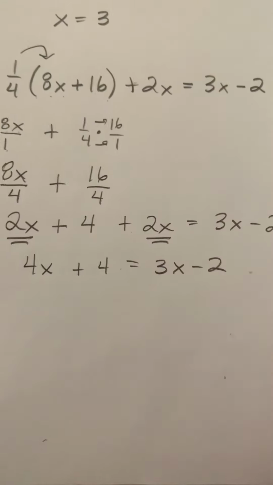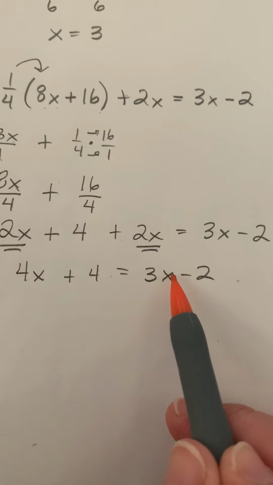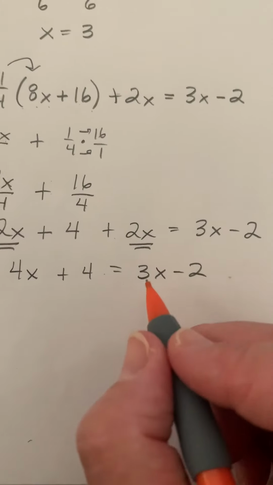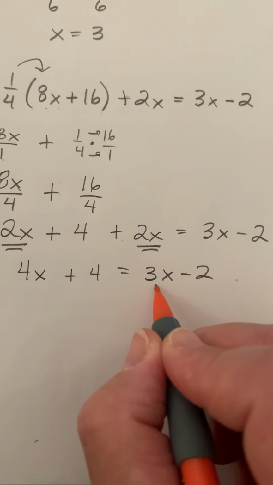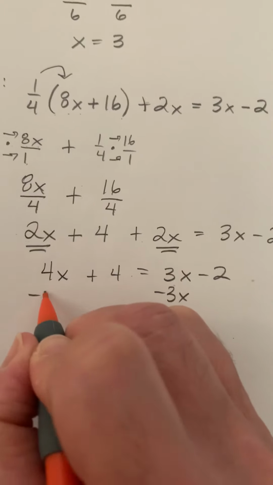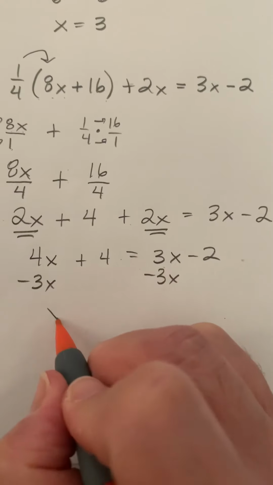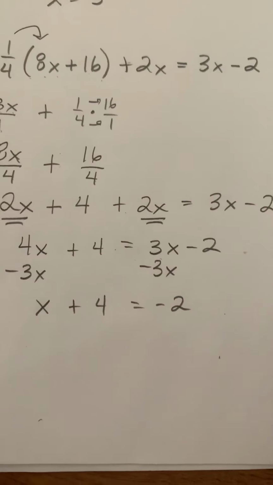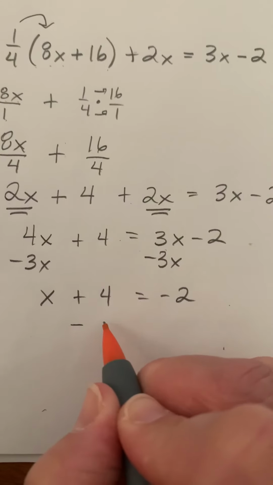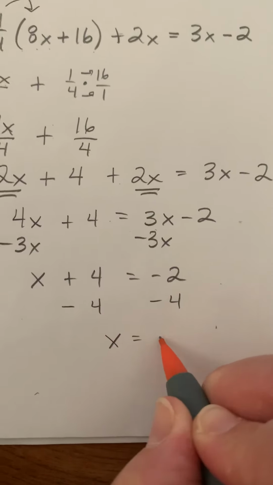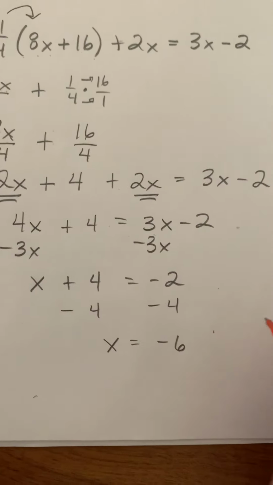So now remember, we want to keep the variable positive. So we're going to move the smaller to the larger. So we're going to subtract 3x, subtract 3x. So we're left with x plus 4 equals -2. And use the opposite operation to move this 4 to the other side, and x is equal to -6. All done.